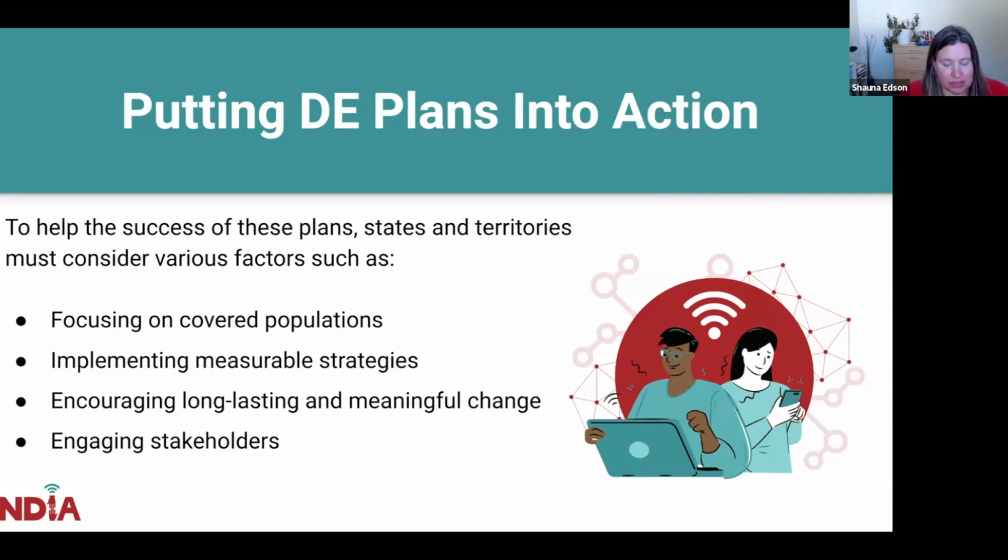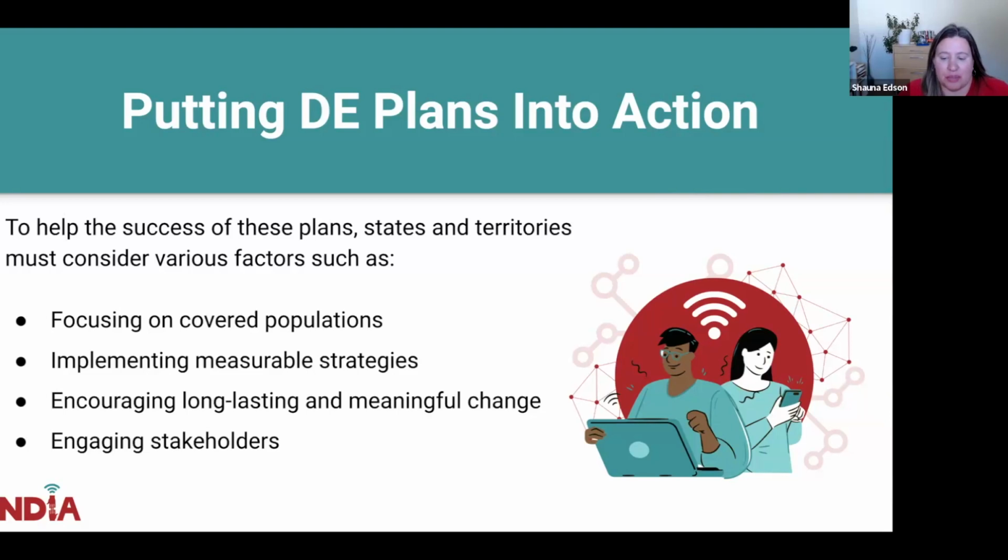So NTIA does require that the states focus on a few strategies. One of those is focusing on covered populations, which Pamela mentioned before, which is households with an income of not more than 150% of poverty level, aging individuals, incarcerated individuals, veterans, individuals with disabilities, individuals with a language barrier, individuals who are members of a racial or ethnic minority group, and individuals who primarily reside in a rural area.